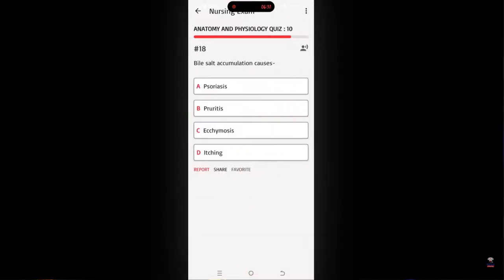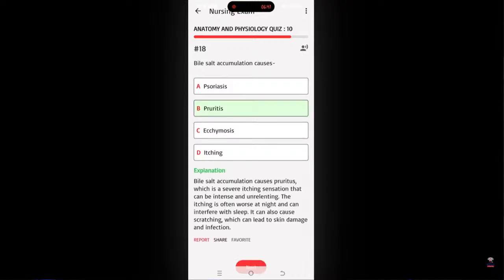Bile salt accumulation causes: A. Psoriasis, B. Pruritus, C. Ecchymosis, D. Itching. Correct answer. Bile salt accumulation causes pruritus, which is a severe itching sensation that can be intense and unrelenting. The itching is often worse at night and can interfere with sleep. It can also cause scratching, which can lead to skin damage and infection.